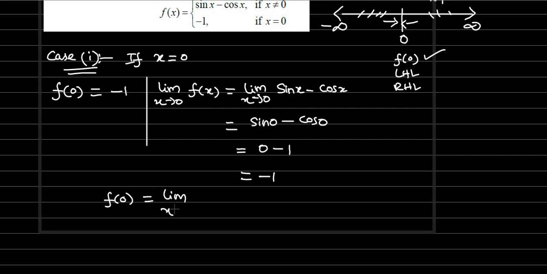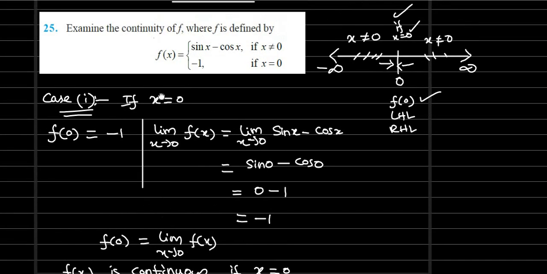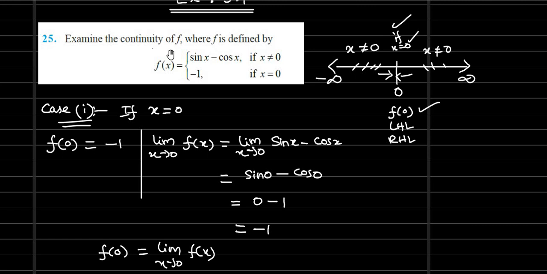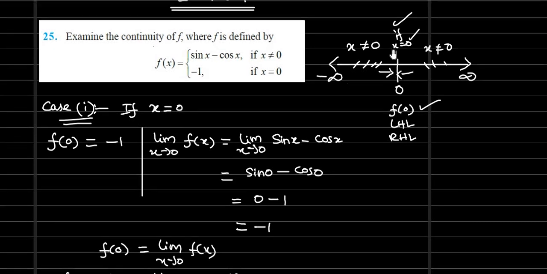Limit x approaching 0 of f of x, both are the same, no? So we can say that the given f of x is continuous at x equal to 0. So it is continuous if x is exactly 0. The question is demanding us to check the continuity throughout the real line, so as of now we have found it for only one real value.